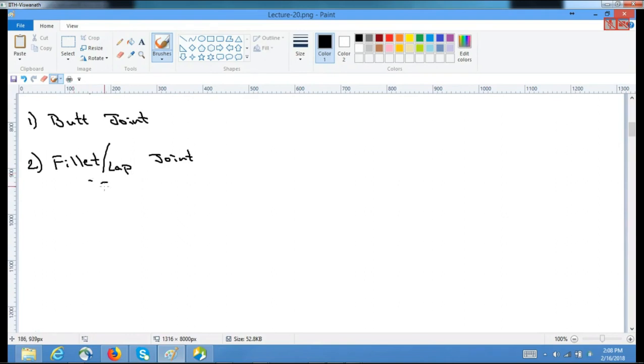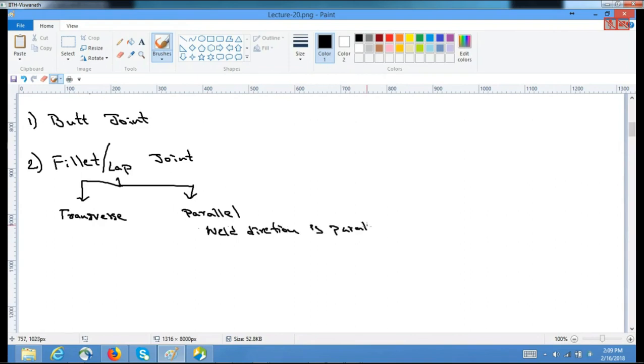Again, fillet is further divided into two types: transverse fillet and parallel fillet. In the transverse fillet, the weld direction is perpendicular to the force application, whereas in the parallel fillet, the weld direction is parallel to the load direction.